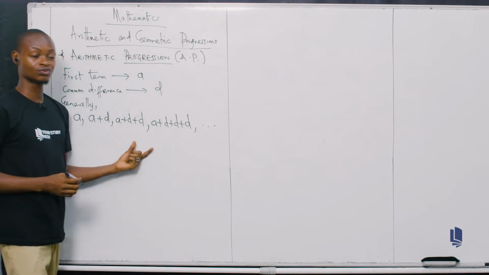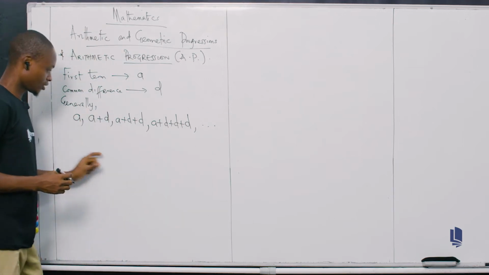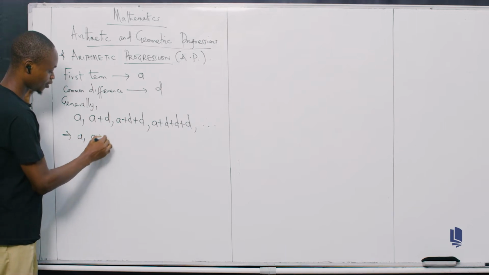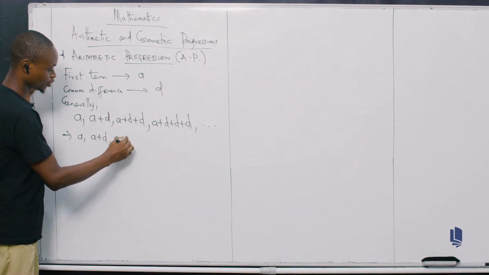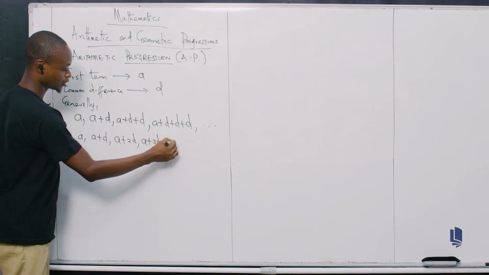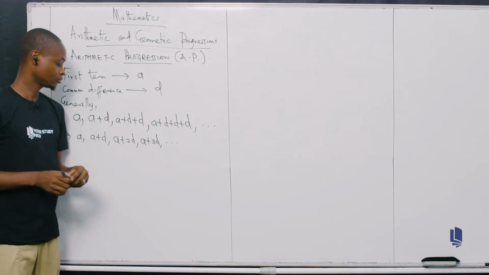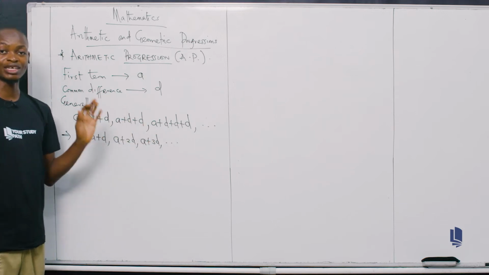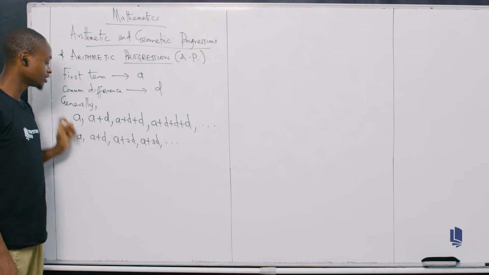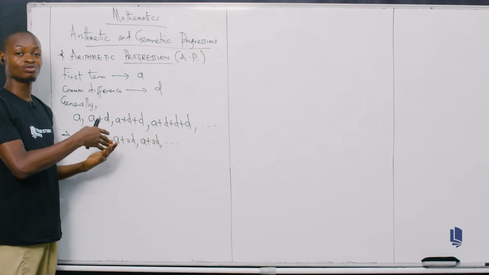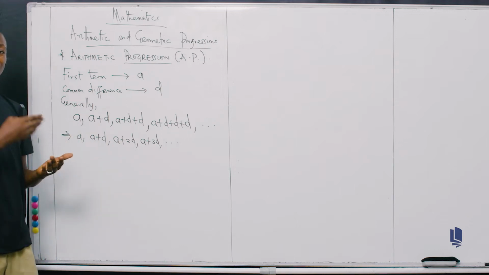And so on and so forth. Of course, if we write it simply, this will be what? A plus D, A plus 2D, A plus 3D, and so on. What do you notice? All these sequences are governed by the common difference. These sequences increase in value based on the addition of the common difference to the preceding term.